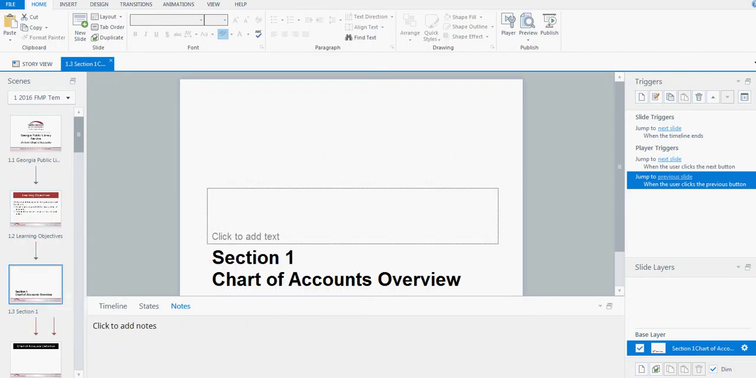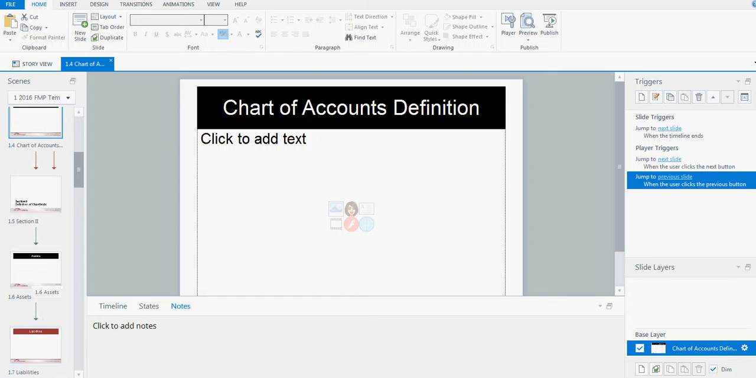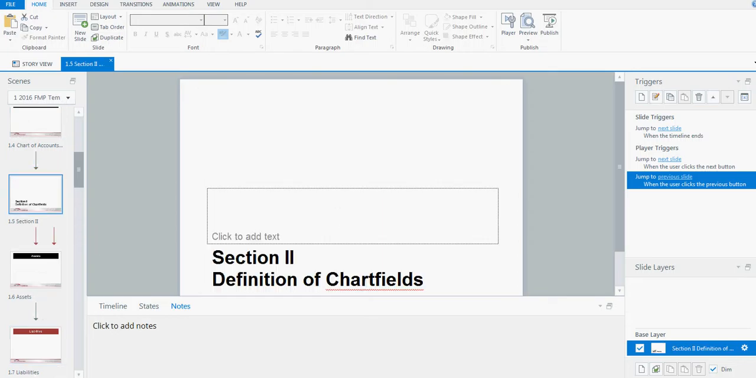I'm planning to have 4 different sections in my tutorial, and section 1 will be a chart of accounts overview, basically just talking about the definition of a chart of accounts, the purpose, that kind of thing. Next section, section 2, will be a definition of the various chart fields.